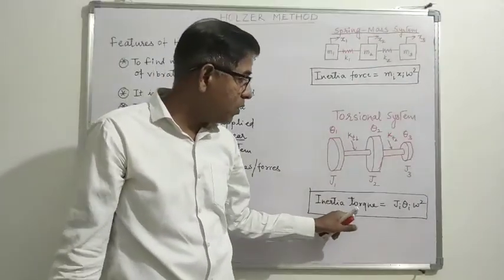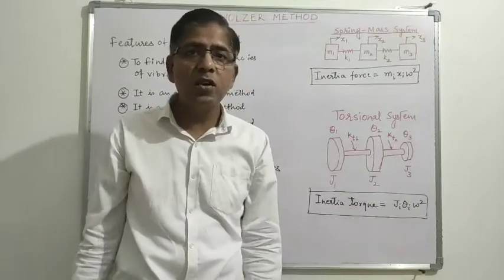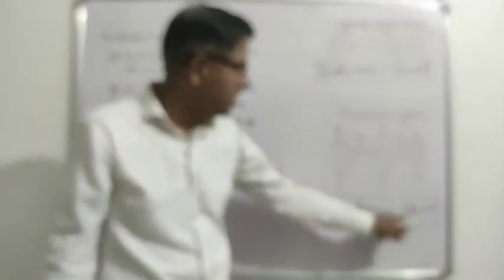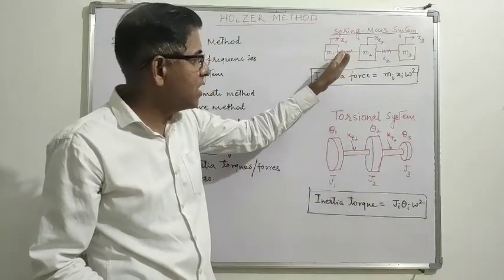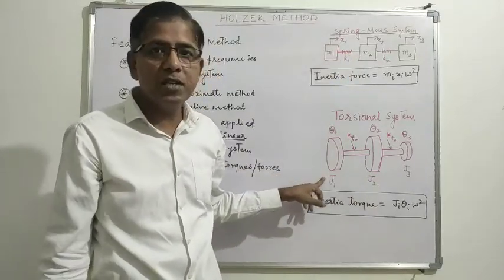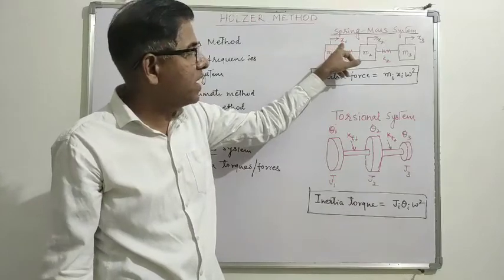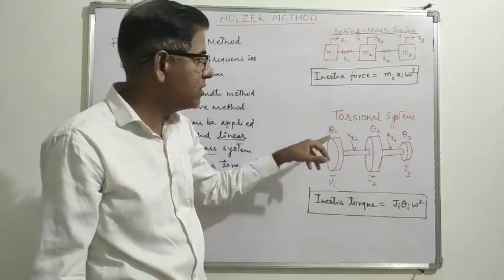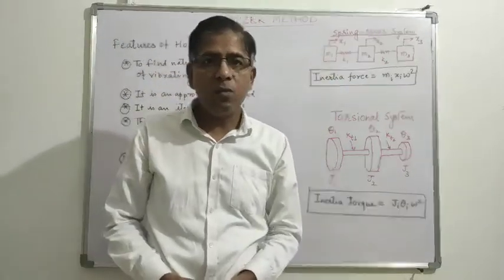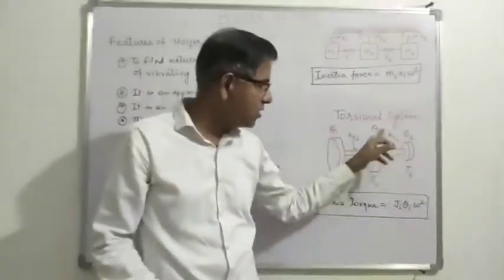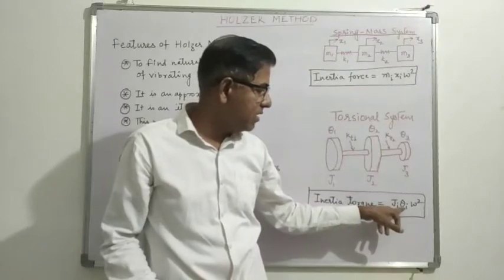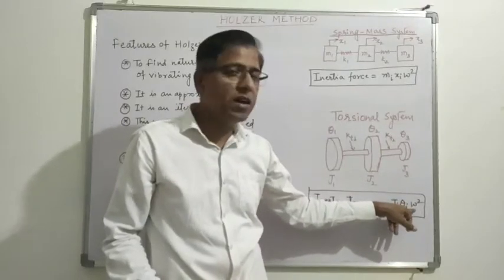Similarly, the inertia torques associated with the three rotors are given as follows. We know the difference between a spring mass system and a torsional system: in a torsional system, the masses are replaced by polar moment of inertia, and x, the displacement, is replaced with the angular displacement theta. So the inertia torque in case of torsional system is given as Ji thetai omega square.